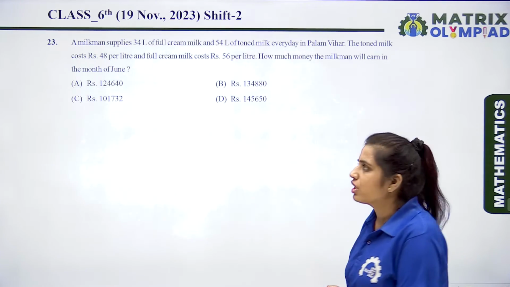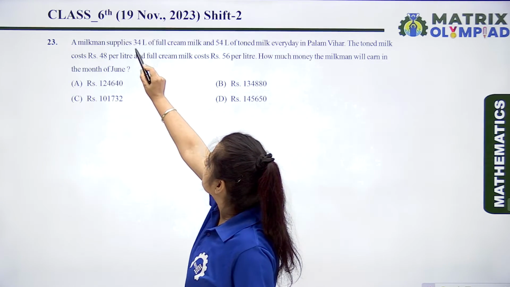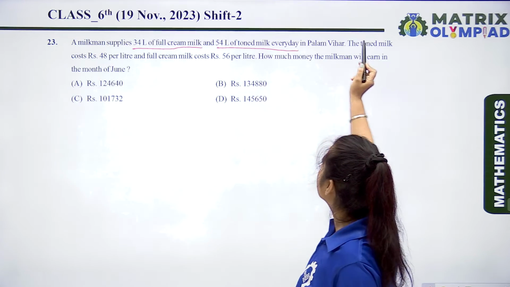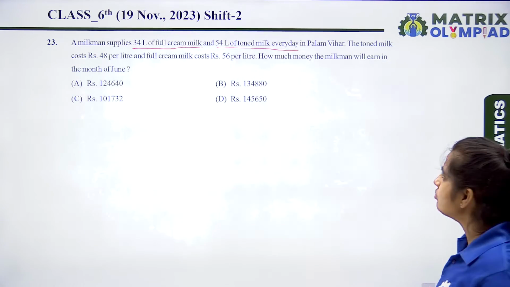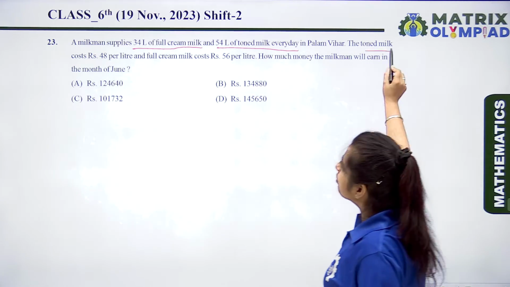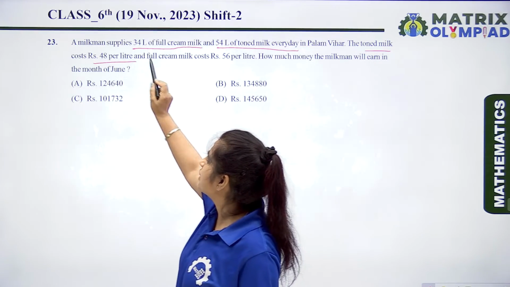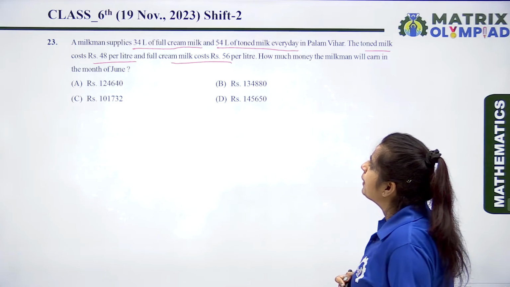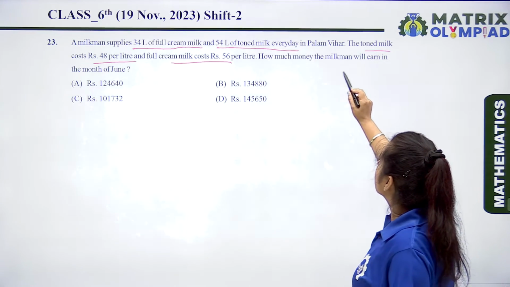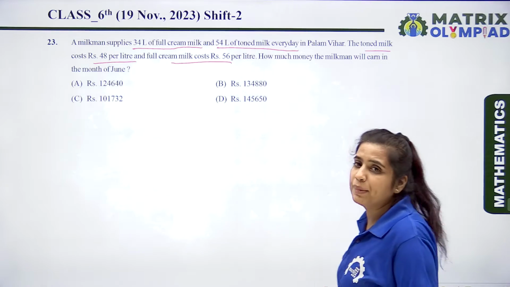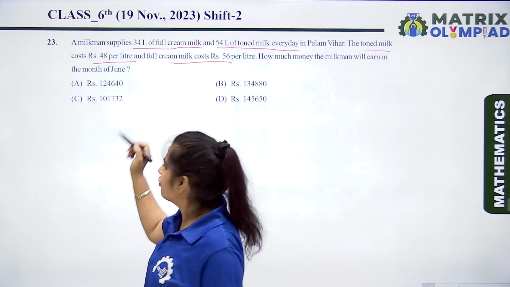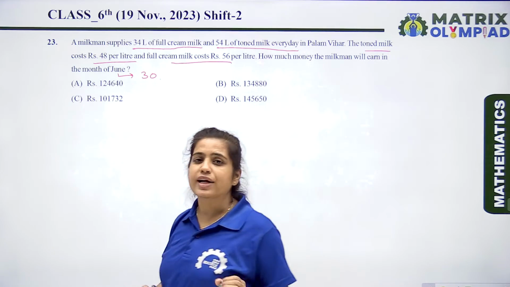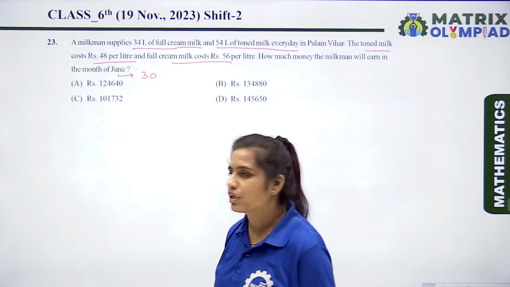Now the next question is question number 23. A milkman supplies 34 liters of full cream milk and 54 liters of toned milk every day in Palam Vihar. The toned milk costs 48 rupees per liter and full cream costs 56 rupees per liter. How much money will the milkman earn in the month of June? So in the month of June we know that the number of days is 30. Now let's find out the cost of toned milk and full cream milk.